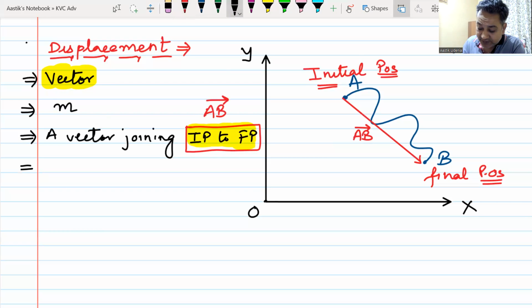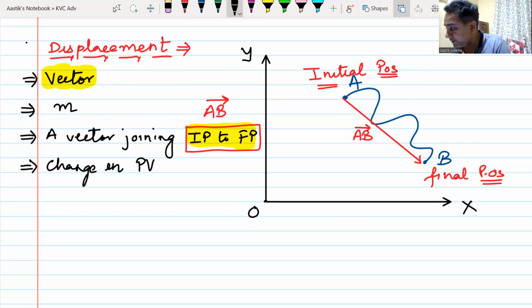There is another way of writing the same thing, and you can call it change. Displacement is the change in PV. What do you mean by PV? Position vector. Yes, now things are taking shape. It's the change in PV. When the particle moves from point A to point B, the position changes, and therefore the position vector also changes.